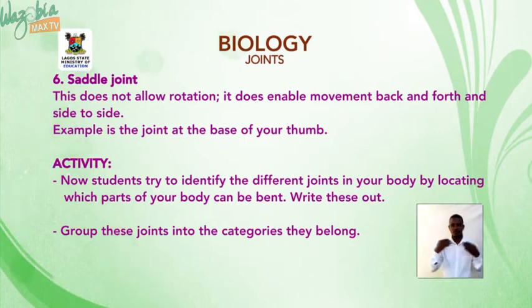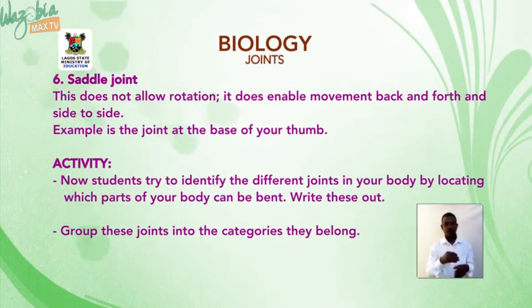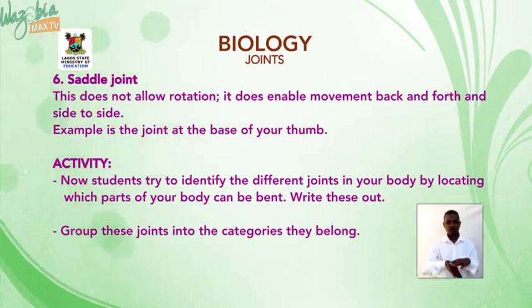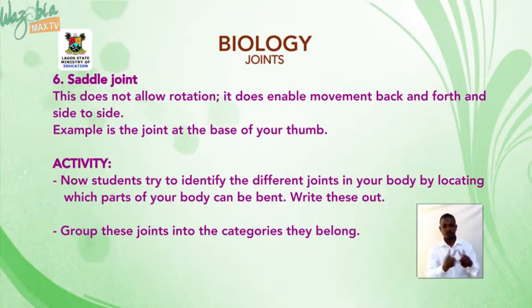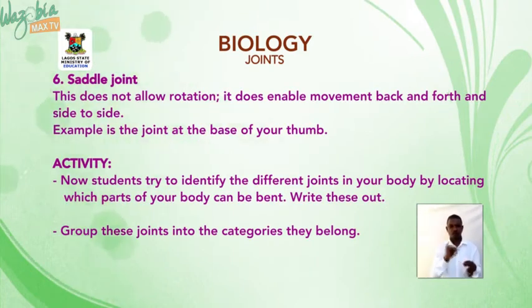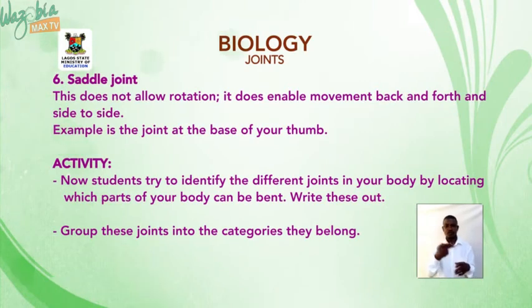Activity. Now, students, try to identify the different joints in your body by locating which parts of your body can be bent. Write this out. Group these joints into the categories they belong.